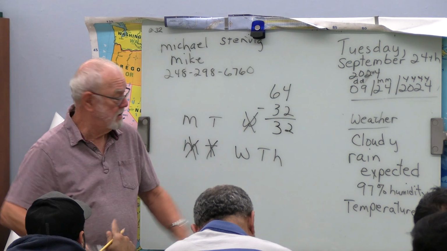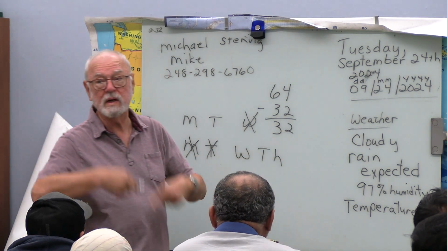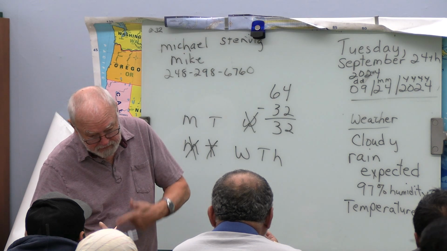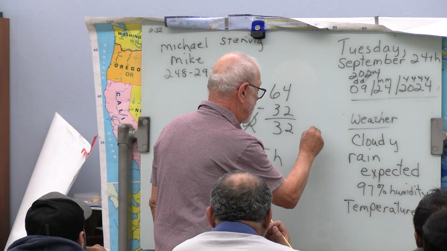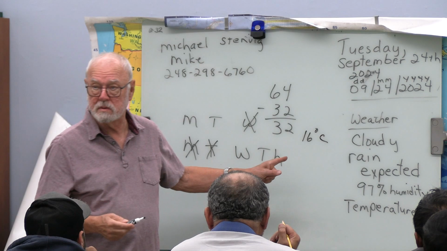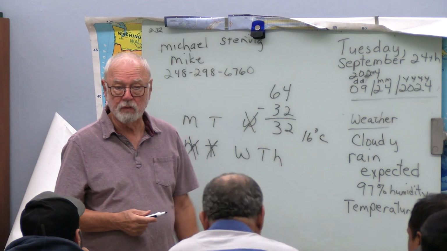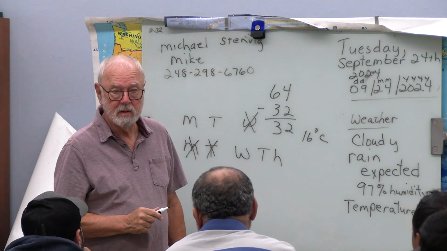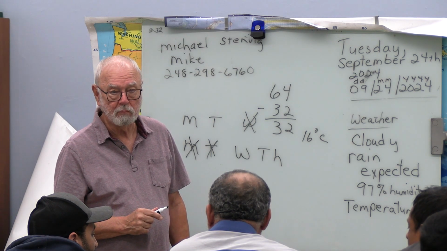And now, half of that. Half of 32 is 16. Very close. Very close to the correct answer. I need more explaining, please. Double and then 32.